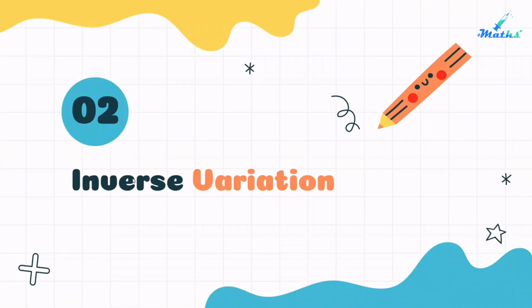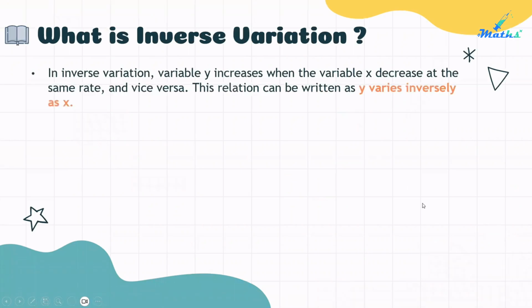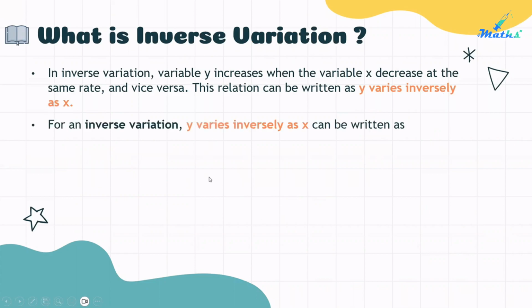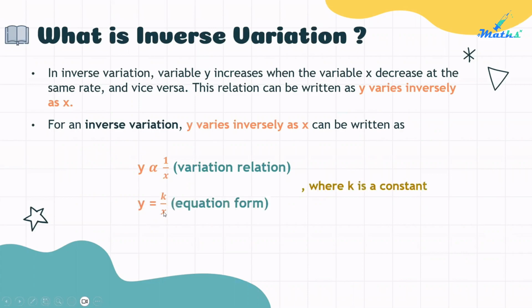Next, we go to our second, inverse variation. What is inverse variation? Inverse variation is when the variable y increases, then the variable x will decrease. This relation can be written as y varies inversely as x. Okay. This is the variation relation of y varies inversely as x. It will become y equal to k over x. This is the equation form. For the same, where k must be a constant.